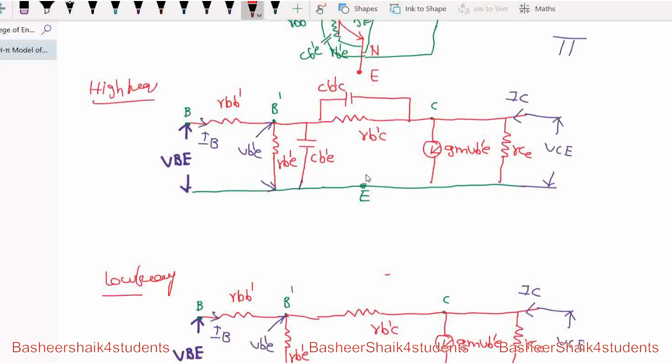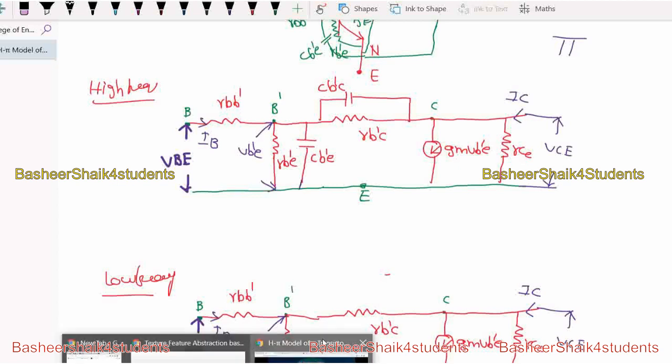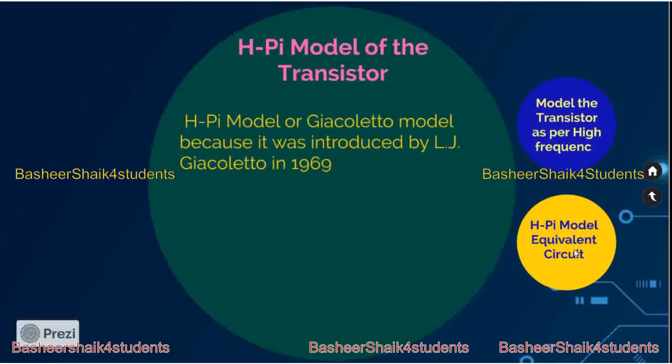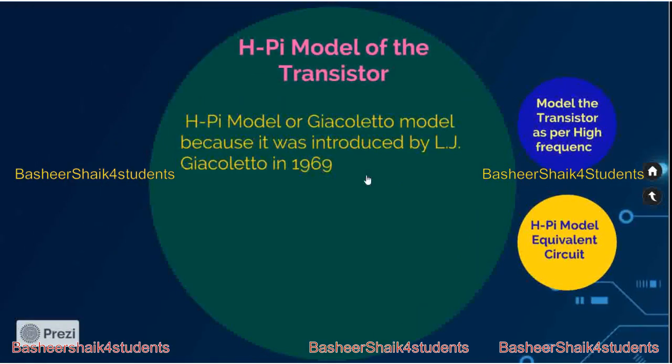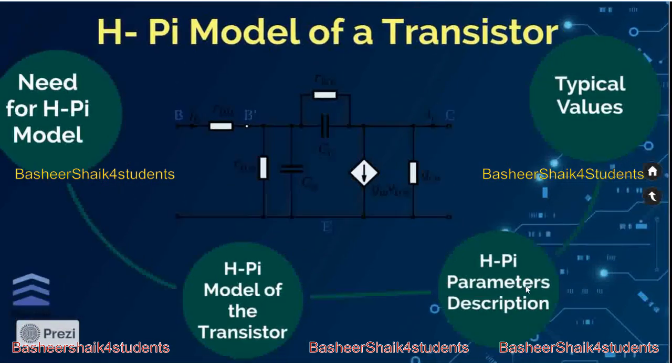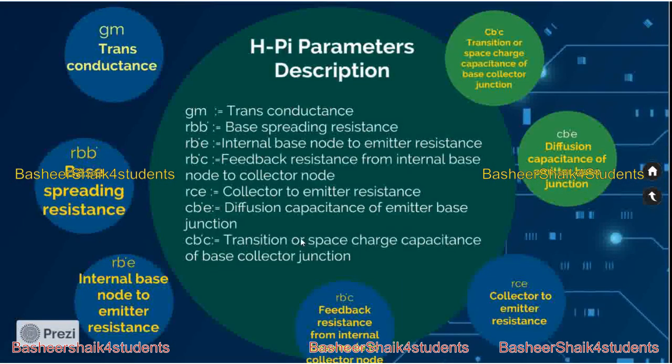So it means the hybrid pi model is used to analyze both the high frequency as well as the low frequency analysis. And this is our corresponding equivalent circuit. Now come to the parameters description.